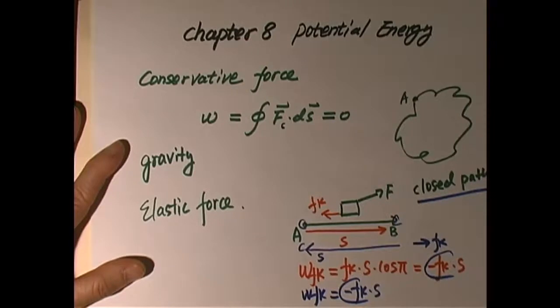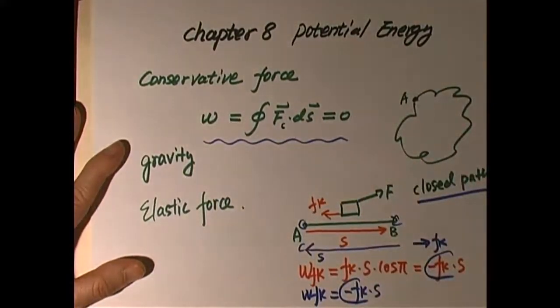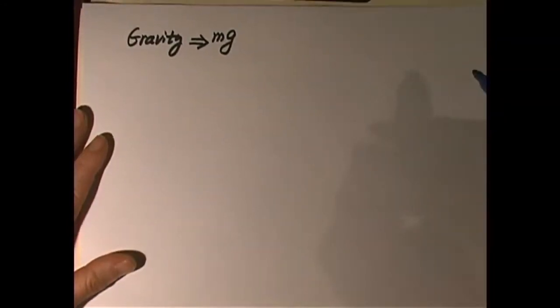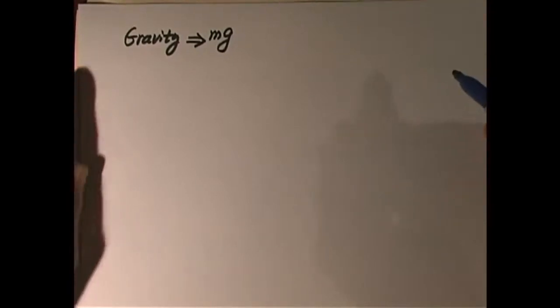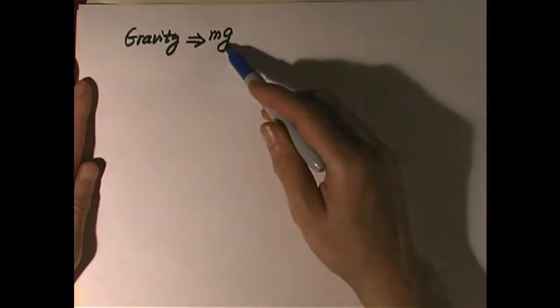However, for gravity and elastic force, I can show you that they qualify under this definition: the work done by gravity for a closed path equals 0. The same happens to the elastic force from the spring. Let's think about gravity. If we consider a case near the surface of the Earth, gravity can be expressed as m times g, because only near the surface of the Earth is the gravitational acceleration constant. The value is very close to 9.8 meters per second squared.